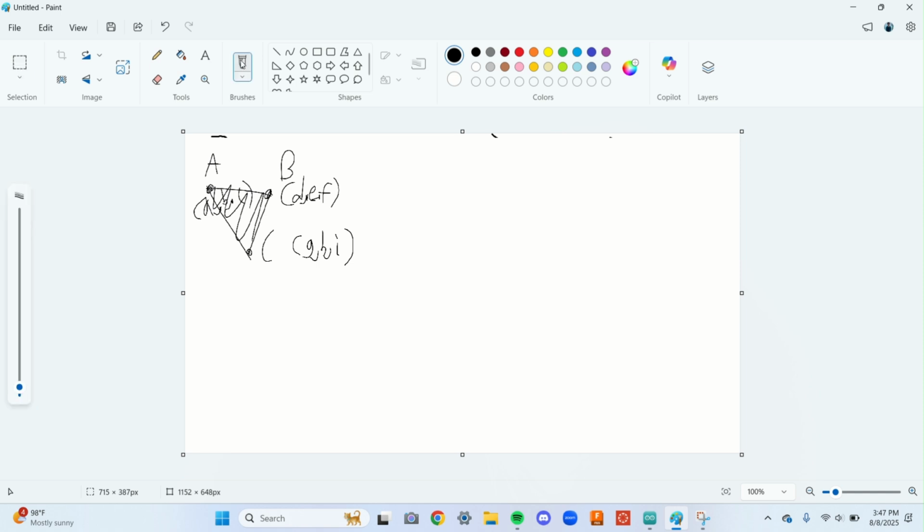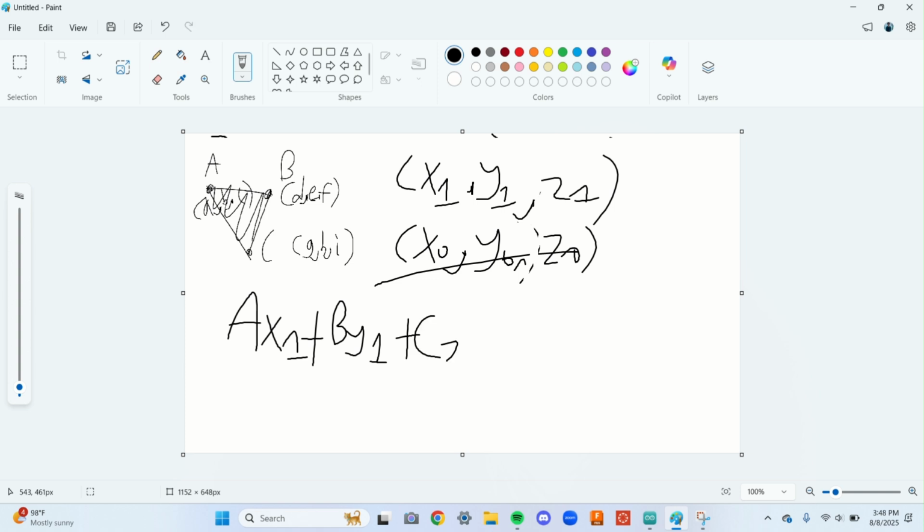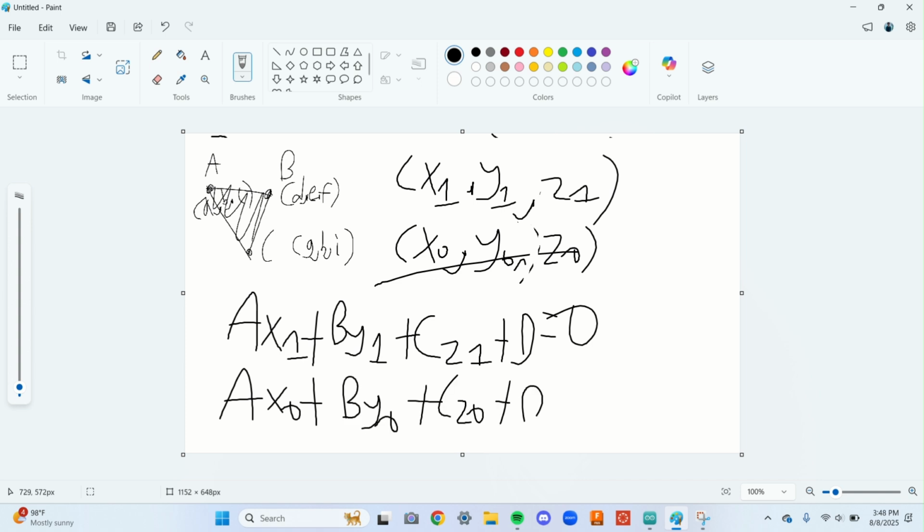Okay, so let's first take any two arbitrary points on this plane. Let's say those two arbitrary points are x1, y1, z1 and x0, y0, z0. So these are two arbitrary points on the plane, so we can plug them into our equation. ax1 plus by1 plus cz1 plus d equals 0. I forgot the 3D z component, my bad. And then we have another equation, which is ax0 plus by0 plus cz0 plus d equals 0.